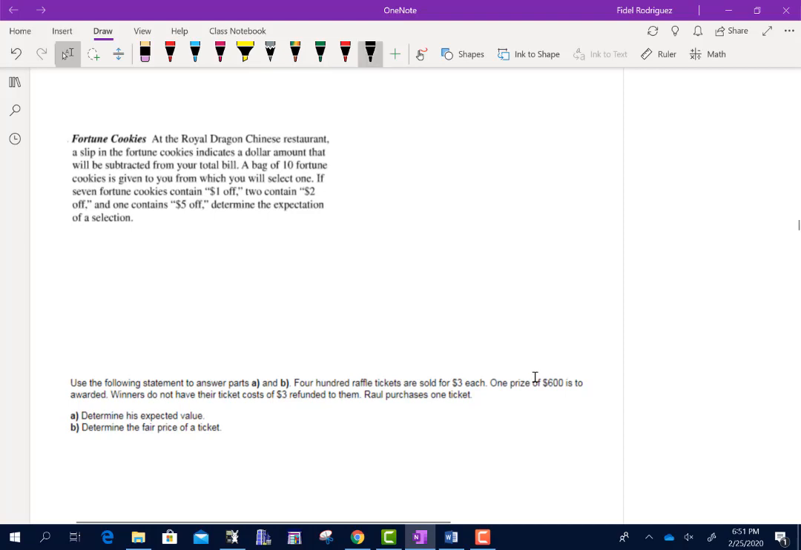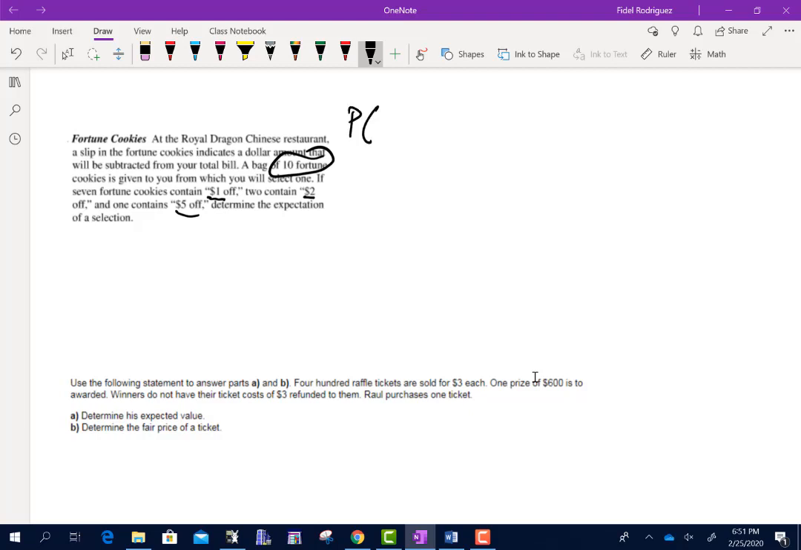Fortune cookies. Let's take a look here. It says, at Royal Dragon Chinese Restaurant, a slip in the fortune cookies indicates a dollar amount that will be subtracted from your total bill. A bag of 10 fortune cookies is given to you, in which you're going to select one. 7 of the fortune cookies contain $1 off, 2 contain $2 off, and 1 contains $5 off. Determine the expectation of a selection.